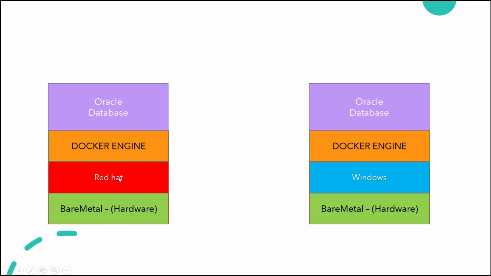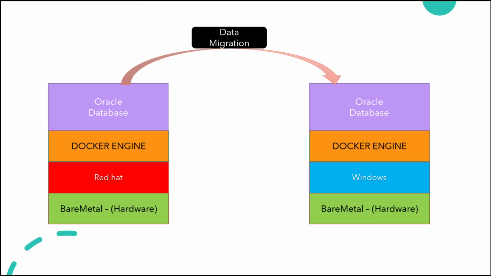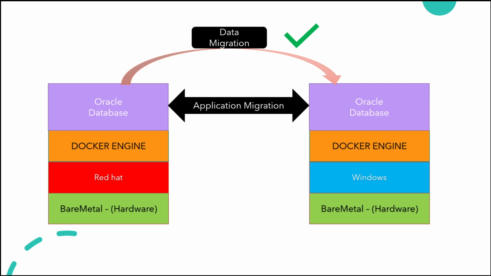You have bare metal, Red Hat, and I've installed Docker engine over here. I'm using the Oracle database. And here also I can take the second machine as Windows. So in this case, the data migration will be there, but also application migration with the help of Docker is there. You can observe it. On this machine, I had used Red Hat. On this machine, I had used Windows over here. In both cases, data migration will be there and also application migration will be there. This point is a critical point you have to understand, but I am explaining in a very simple manner.